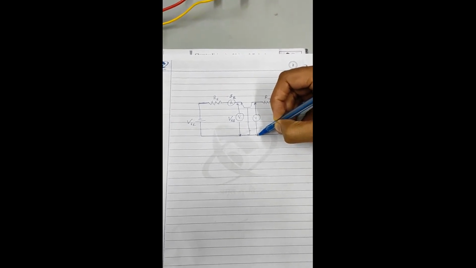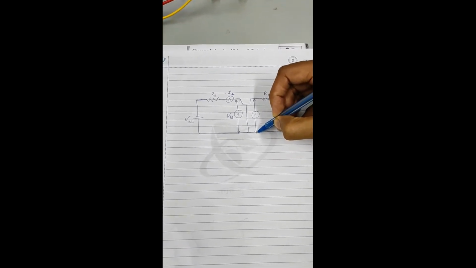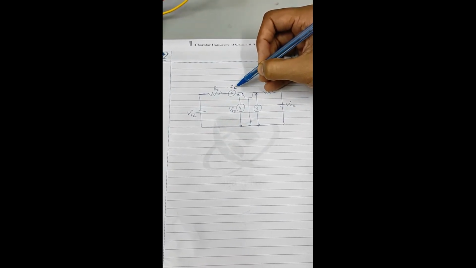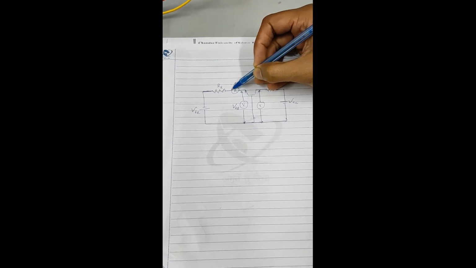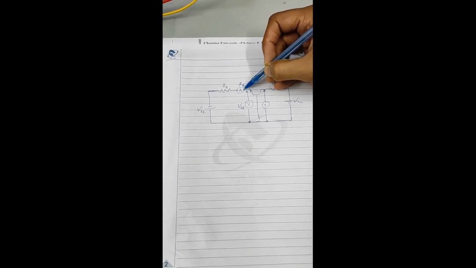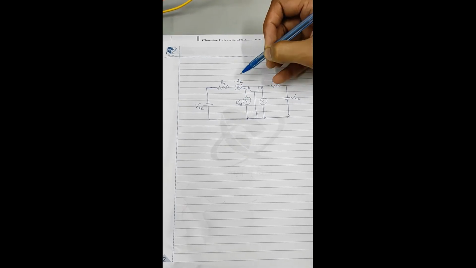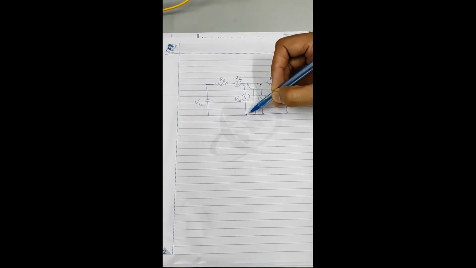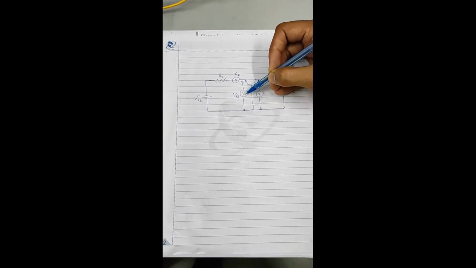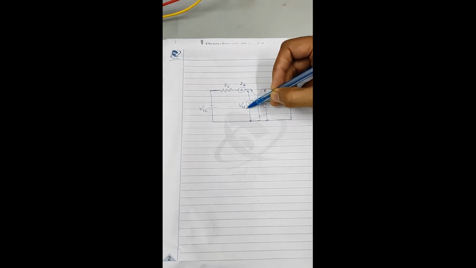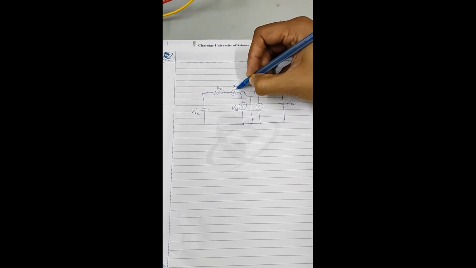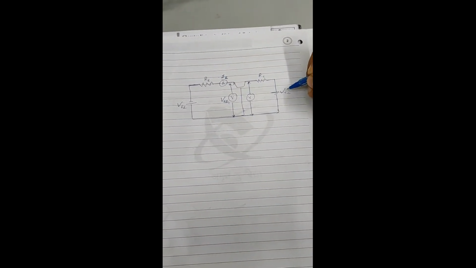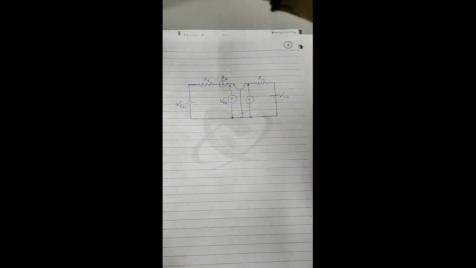Here we first perform the input characteristic of the common base connection of the transistor. For that we measure the emitter current. You can see the emitter is connected in series with the input side, which gives the emitter current, and we measure the emitter to base voltage between the emitter and base terminals. As we know, the input characteristic is between the emitter to base voltage and the emitter current, and at the same time we keep the collector voltage constant.